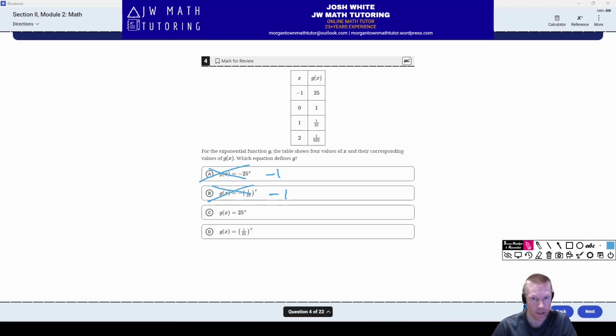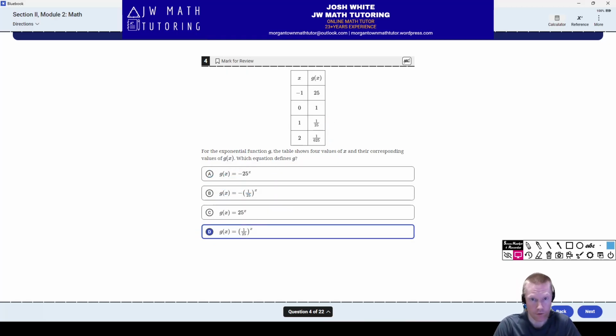Well, if you notice, these values are getting smaller as the x increases, so that tells me it has to be D, because in C, if you plug in 1 here for x, it's going to be 25, but here it's not 25 as the y. If you plug in 1 for x, it's 1/25. So D is the correct answer.